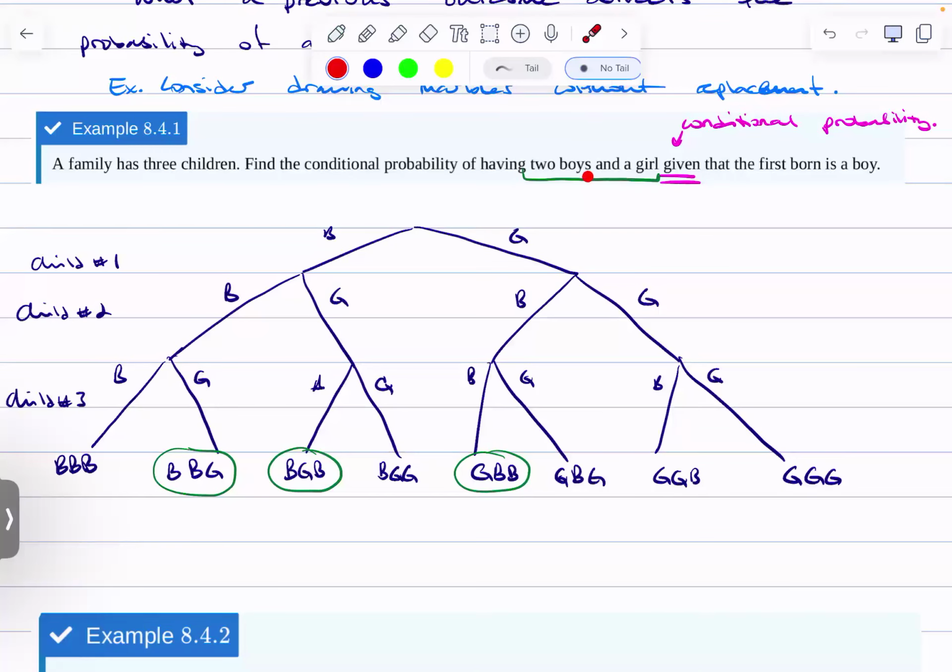Now, in general, we could find the probability of 2 boys and a girl is 1, 2, 3 out of 1, 2, 3, 4, 5, 6, 7, 8. Right? And so we don't need to, but just for extra practice, the probability of 2 boys, 1 girl is 3/8.